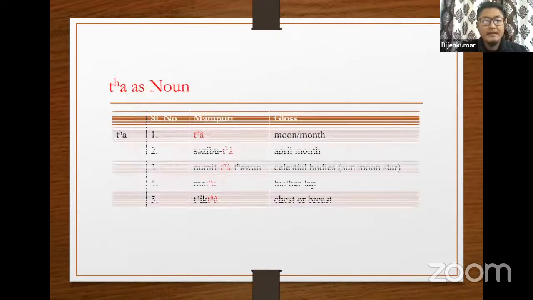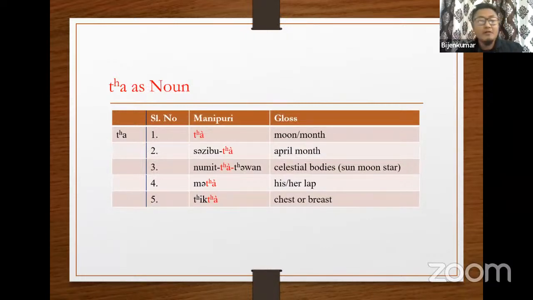Okay, now tha as a noun. Tha, which can give the meaning of moon as well as month, when compounded with some other noun like sajibu, sajibu tha. Sajibu is actually the April month only. So we say sajibu tha, which means April month. Then numit tha thawan, numit tha thawan. Actually, these are the celestial bodies. If we give the literal meaning, it is the sun, moon, and the star respectively.